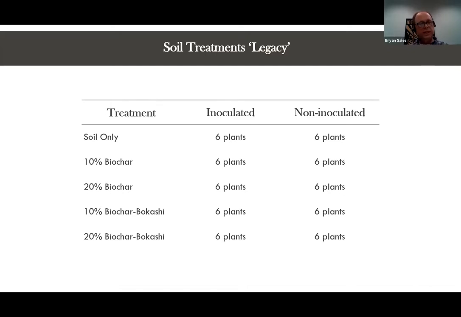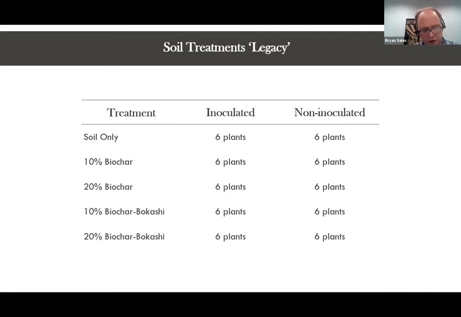Okay, so we initially conducted a 12-week greenhouse study where we grew legacy blueberry in sandy soil, either left unamended or amended with biochar or biochar combined with the material called Bokashi at both a low rate, 10%, and a higher rate, 20% by volume. So you can think of Bokashi as kind of a fermented type of compost.